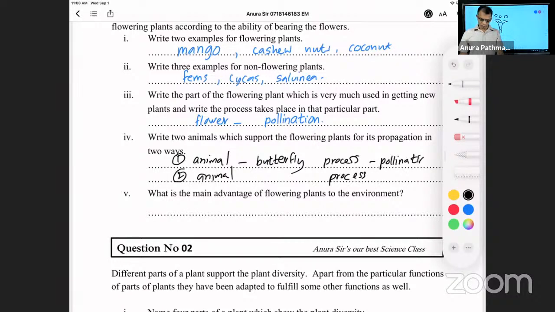And the second animal? Bat. Process, germination. Not germination. Dispersing seeds from place to place. Dispersal of seeds and fruits.